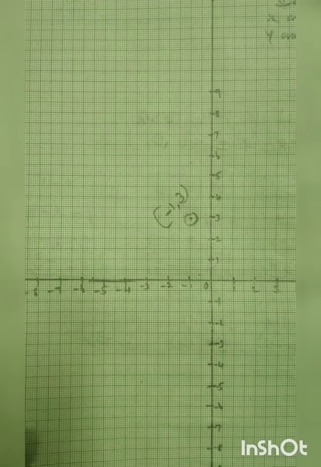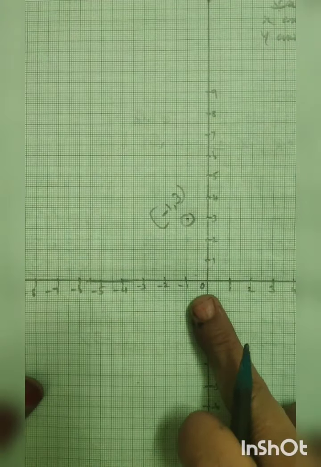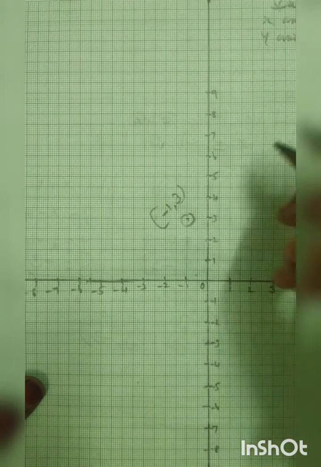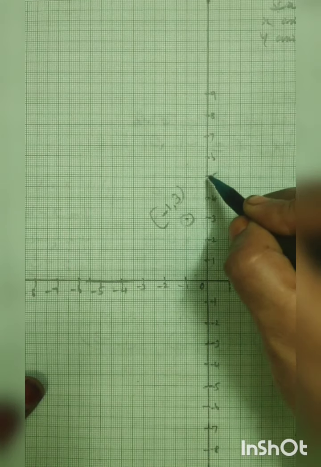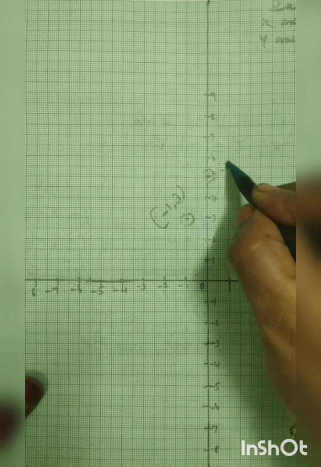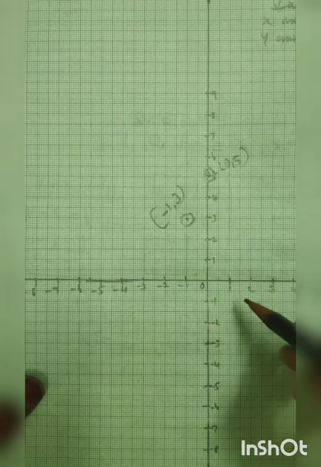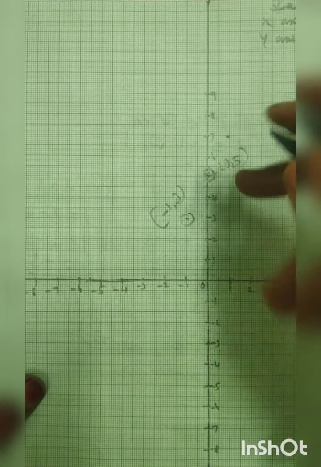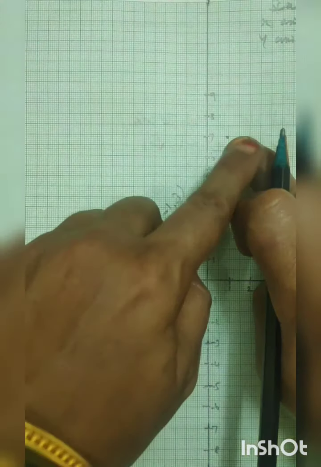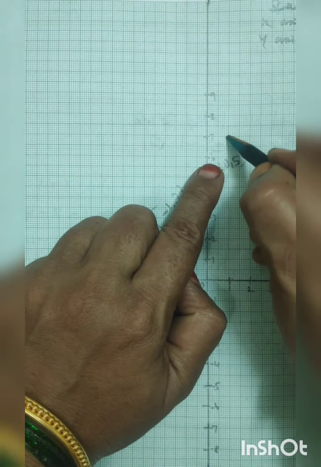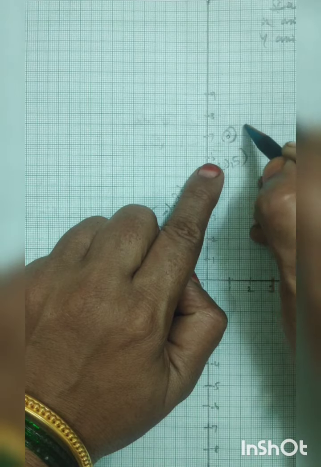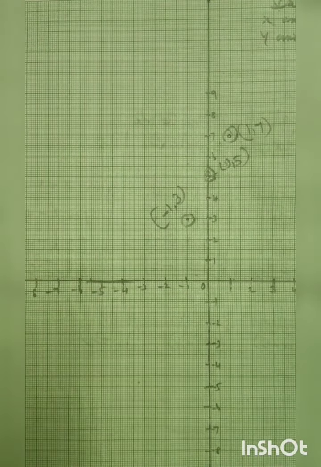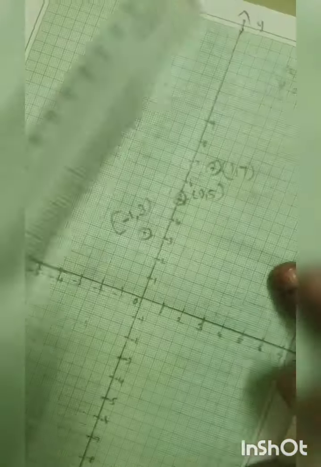Next point 0 comma 5. 0 is x axis. Y is 5 is y axis. So here write in 0 comma 5. Next number 1 comma 7. 1 straightly you write in 7 there. 1 and 7, the meeting point. 1 comma 7, correctly mark. These 3 points also join. Using the scale, join the 3 points very carefully.